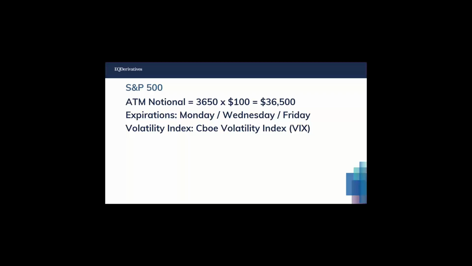And of course, the volatility index for the S&P 500 is the CBOE Volatility Index. I'm going to talk a little bit about the three respective volatility indexes as well. The NASDAQ 100 options are really big options. The at-the-money notional is almost $125,000 just because the index is quoted at such a large number. There are smaller versions of the NASDAQ 100 options.